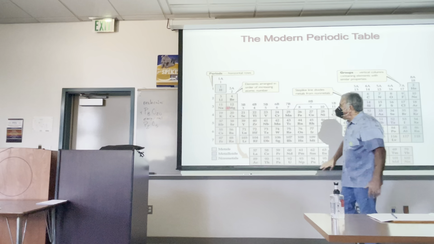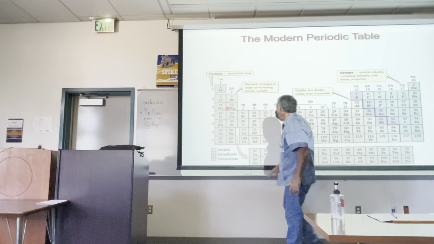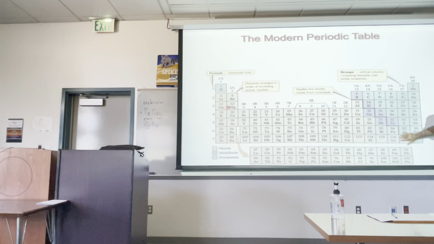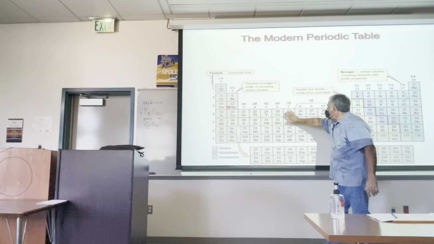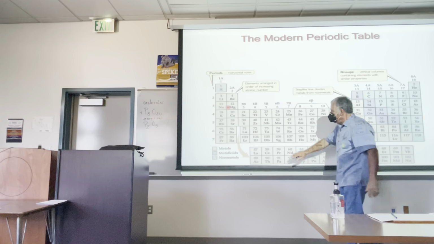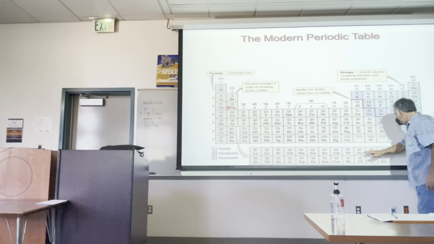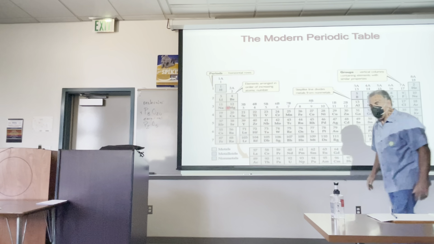And you can see from that breakdown that the s has 2 electrons. The p has 6: 1, 2, 3, 4, 5, 6. The d has 10: 1, 2, 3, 4, 5, 6, 7, 8, 9, 10. And the f has 14: 1, 2, 3, 4, 5, 6, 7, 8, 9, 10, 11, 12, 13, 14.